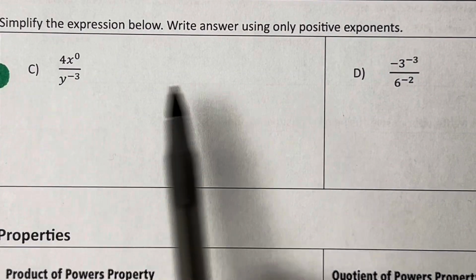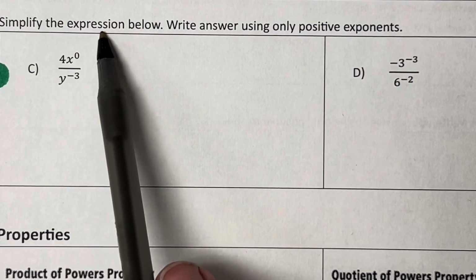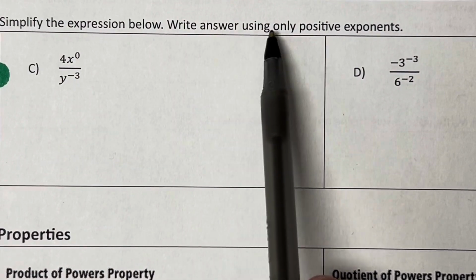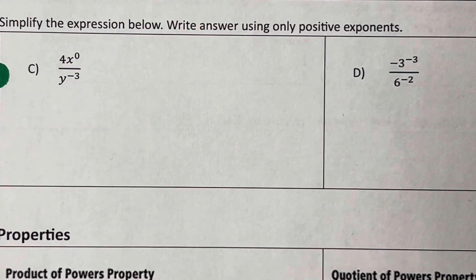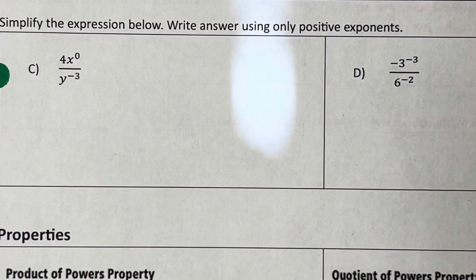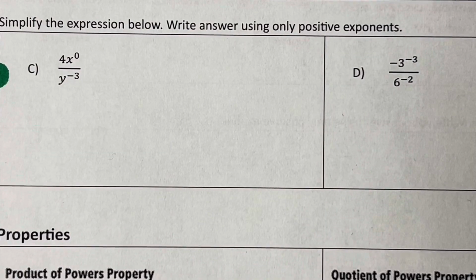On C and D, they give us a couple of expressions to simplify. They said, simplify the expression below, write your answer using only positive exponents. So in simplest form, you won't be leaving any negative exponents. You always want to change your negative exponents to positive by doing the reciprocal.